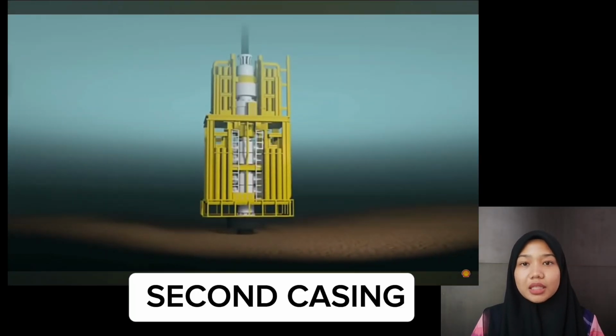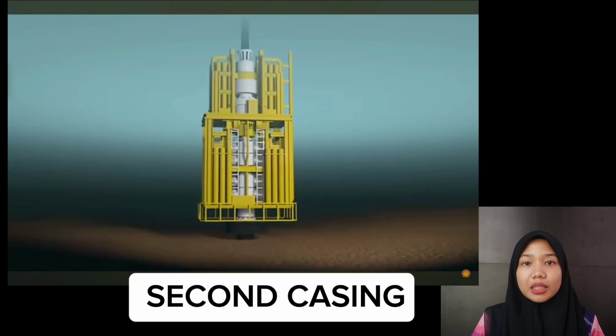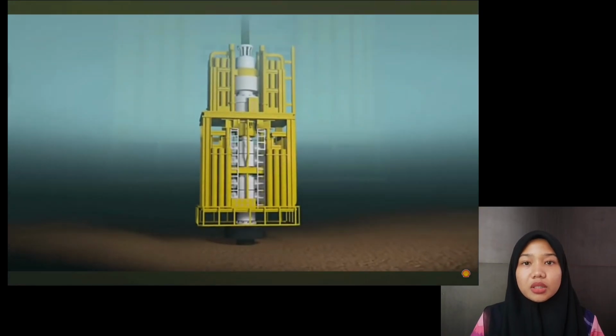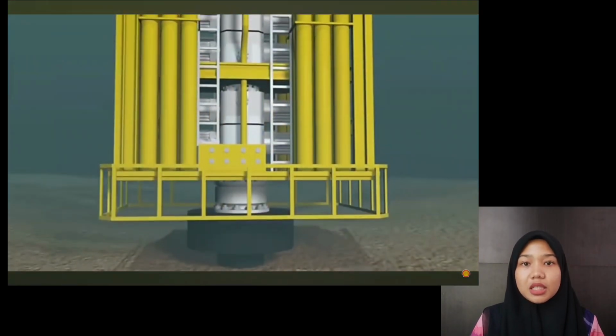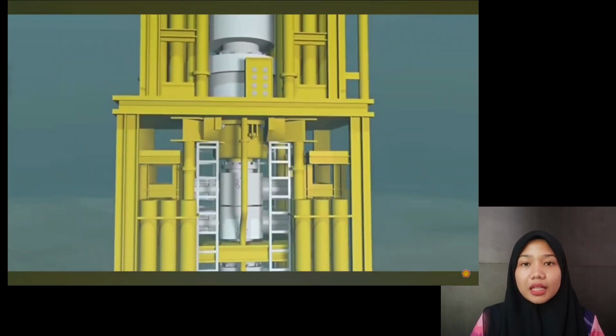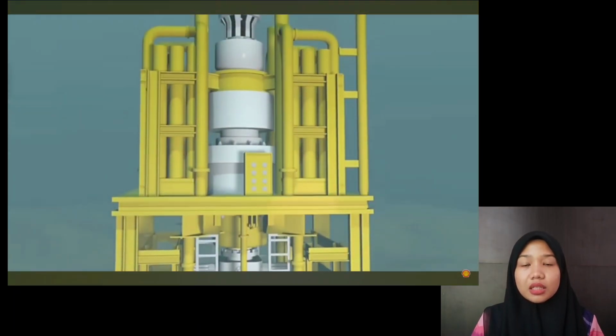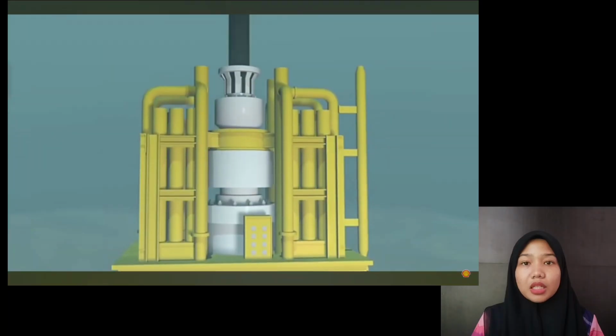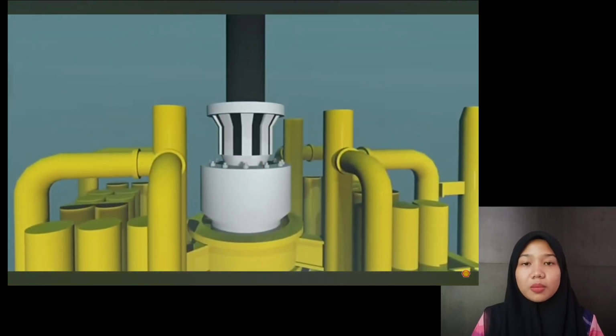Number 5 is second casing, also called intermediate casing. It is used while drilling deep. The first casing, surface casing, stabilizes the upper section, and then the second casing isolates deeper formations and may deal with pressure zones or unstable layers.